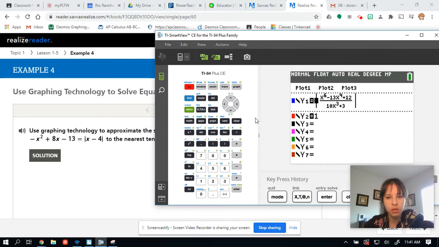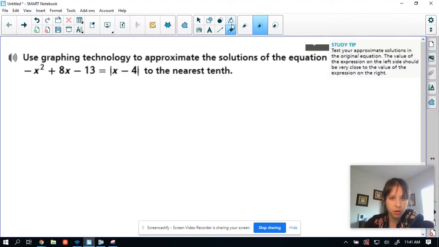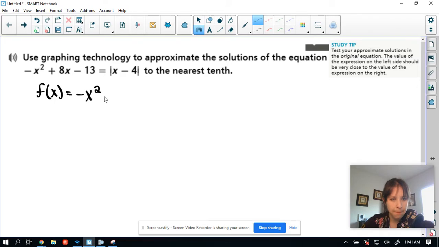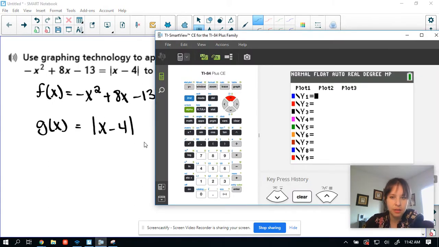So I'm going to do the y equals. And I still have some remnants of last year in my calculator, so I'm going to clear those. And what I'm going to do, like I've said before, is break this into two different functions. So I have f of x is equal to negative x squared plus 8x minus 13, and g of x is equal to the absolute value of x minus 4. And this calculator can take on absolute values. So I'm going to do the negative key again. It's the key that's in the parentheses, so negative x squared.